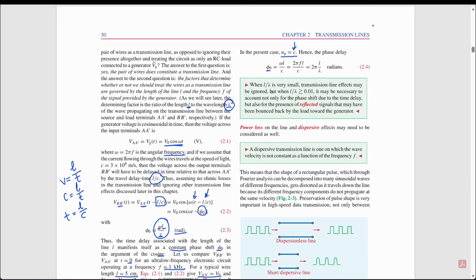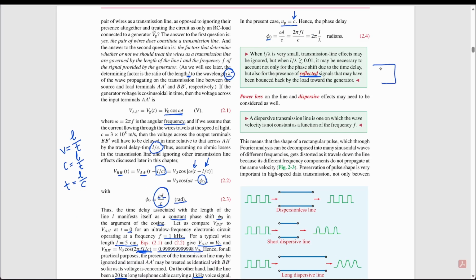When L over lambda is very small, transmission line effects may be ignored, but when L over lambda is greater than or equal to 0.01, it may be necessary to account not only for the phase shift due to the time delay, but also for the presence of reflected signals. But what is a reflected signal? We'll see that later in the chapter. A quick concept here: a wave is propagating, and when it reaches something different, it will start to reflect back. We'll see that in more detail in later sections.